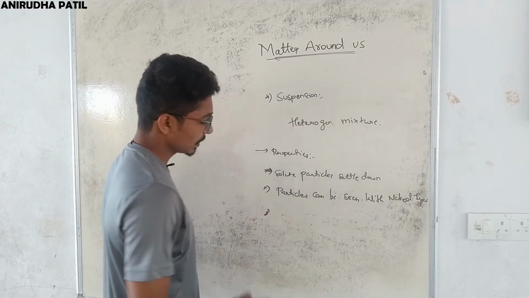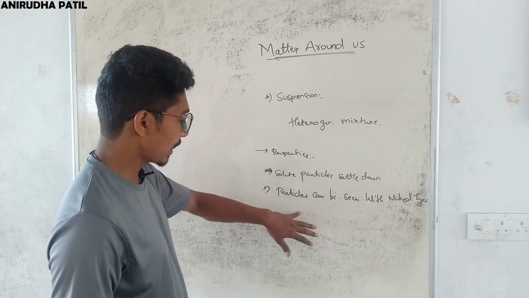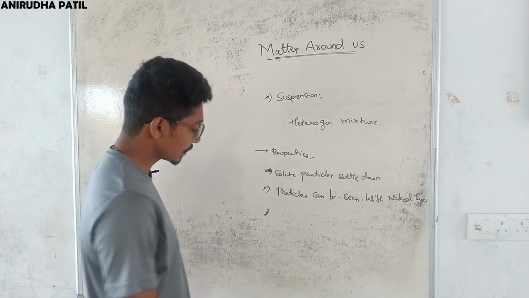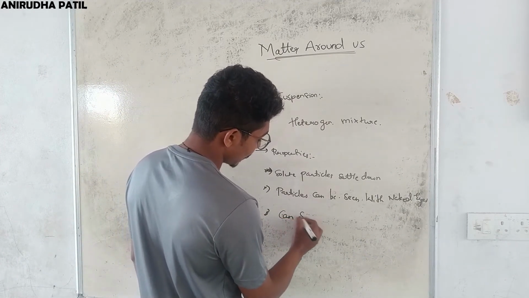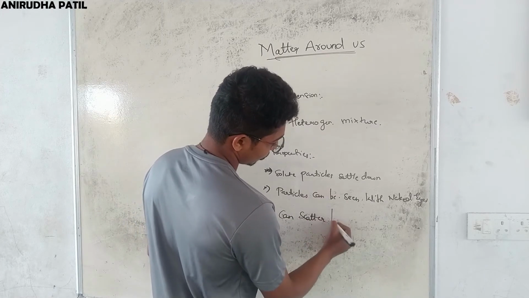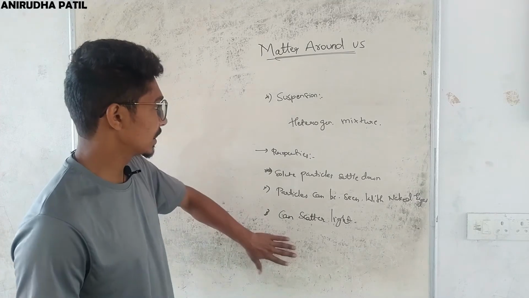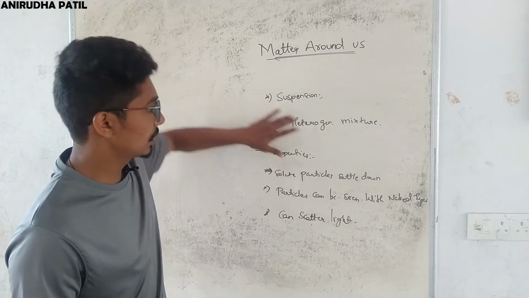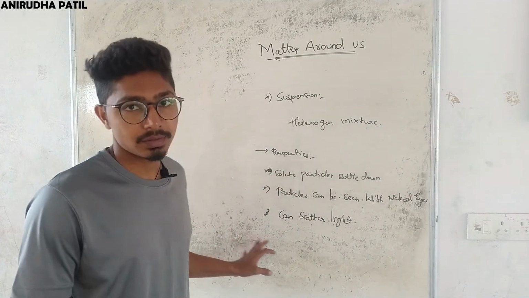Okay, next is, since the particles settle down and we can see the particles, that is the particles are unevenly distributed, right? So the solution can scatter light. So these are the properties of suspension, and suspension is a heterogeneous mixture. With this you can tell this.